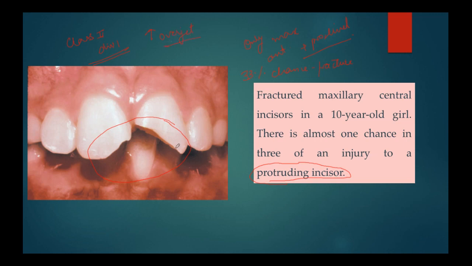Now due to this, the maxillary anteriors are unsupported and lying much anteriorly, due to which whenever there is a trauma, they will be the first teeth to contact, and hence it is very common that they will get fractured. So this kind of presentation is very common in class 2 div 1 malocclusion. So moving on to the next slide.